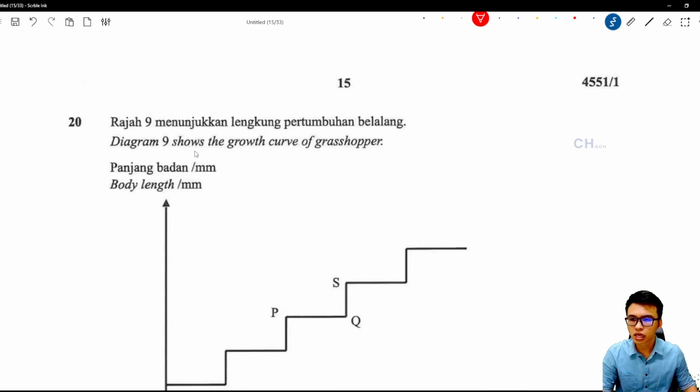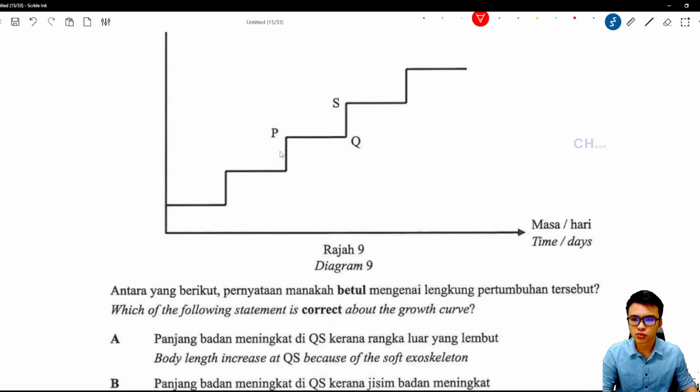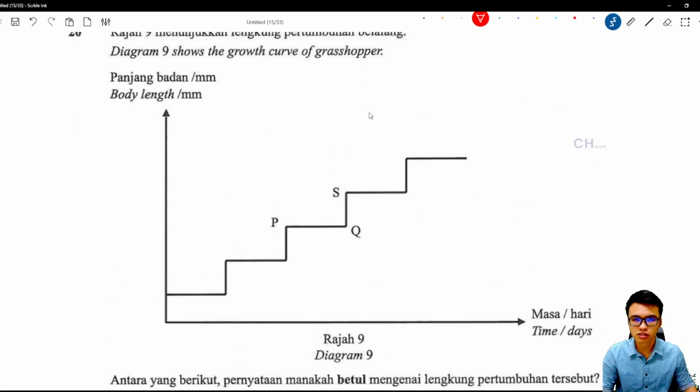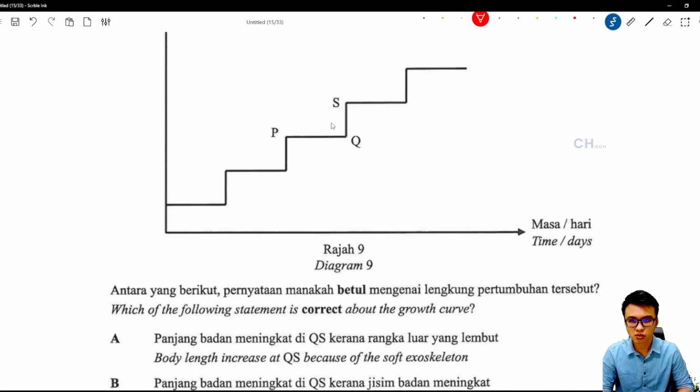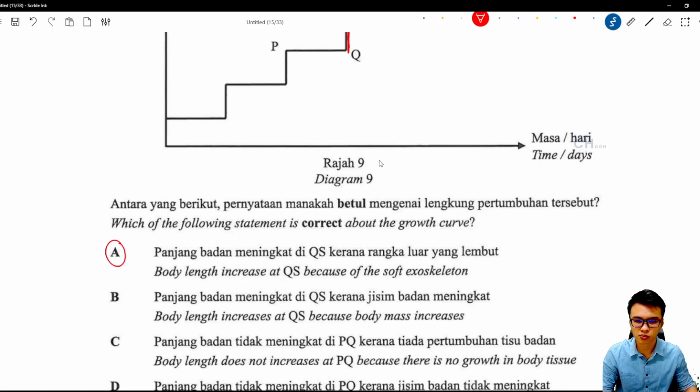Question 20. Diagram 9 shows a growth curve of a grasshopper. PQS only. Which of the following is correct about the growth curve? Body length increases at QS. QS is here because of the soft exoskeleton. Oh, okay, I think the first option is correct.